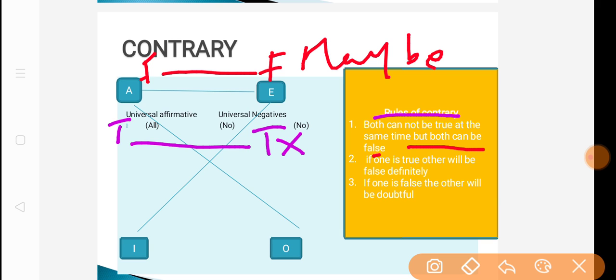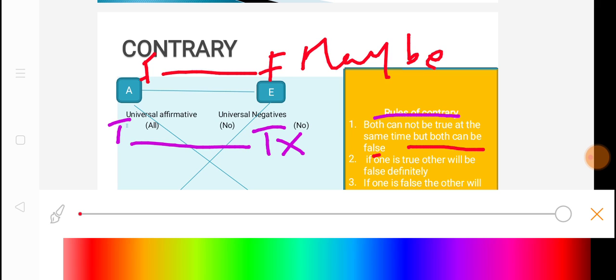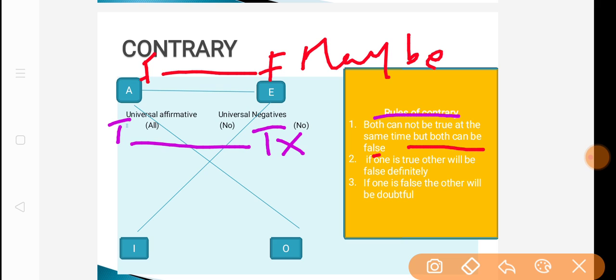Second, if one is true, the other will be false definitely. That we know from the first statement itself. If one is true, then the other can't become true, so it must be false. The third one is, if one is false, the other will be doubtful. That we showed from the first statement itself.